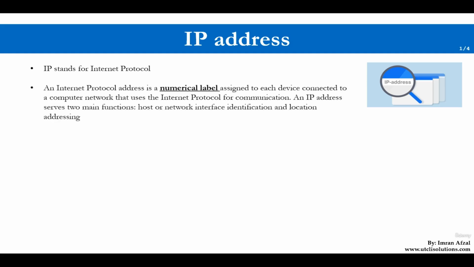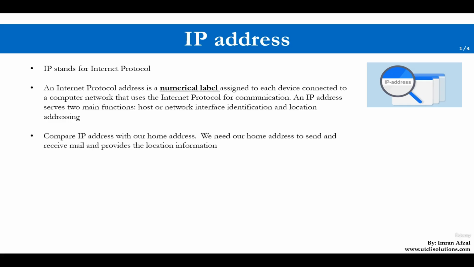An Internet Protocol address is a numerical label assigned to each device connected to a computer network that uses the Internet Protocol for communication. An IP address serves two main functions. One is host or network interface identification, like its computer information, and the second function is the location of that computer. So compare an IP address with your own home address.